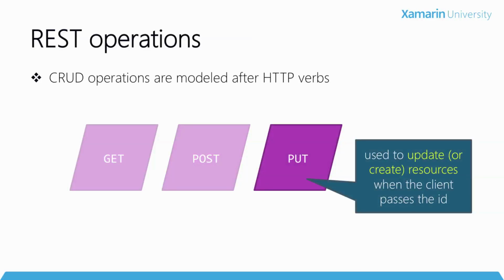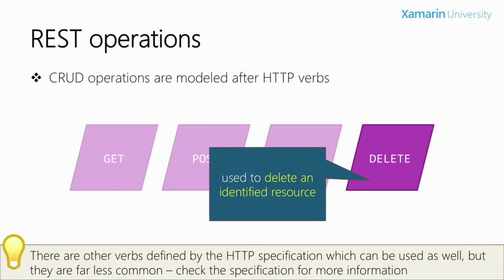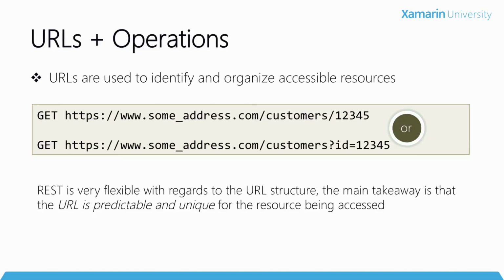We use PUT to update an existing resource, or to create a resource when the client determines the location or the identifier. Again, the body of the request would contain the resource. And finally, we use DELETE to remove a resource from the service. There are other HTTP verbs, such as OPTIONS, HEAD, and TRACE, which are also usable with a REST service, but these are fairly uncommon in the real world, and the 4 verbs you see here are the ones you will consistently be concerned with. The second part of a REST service is identifying the resources.